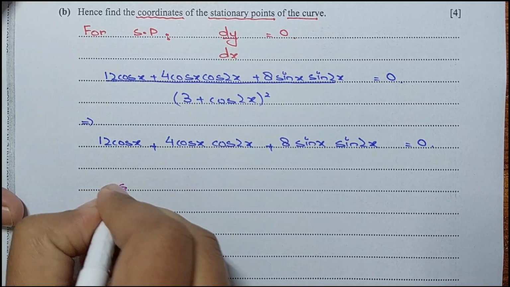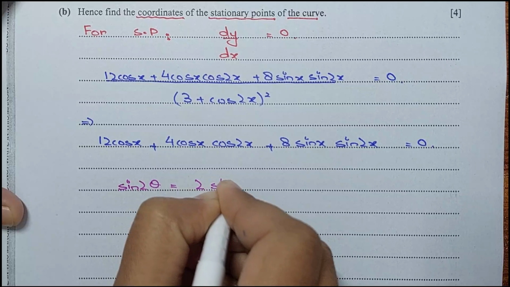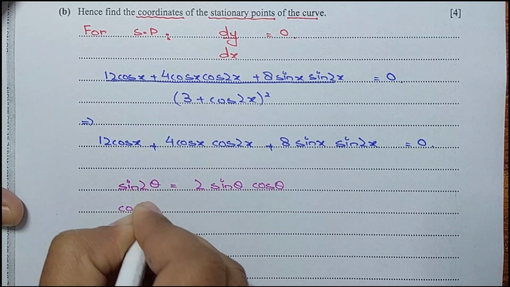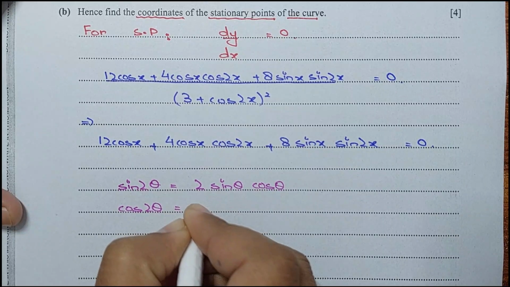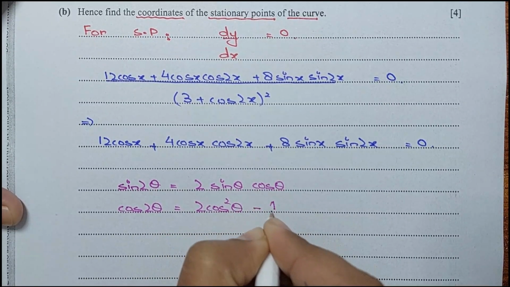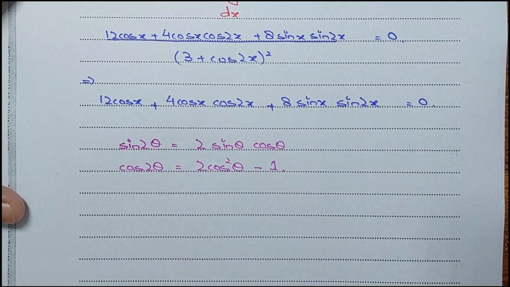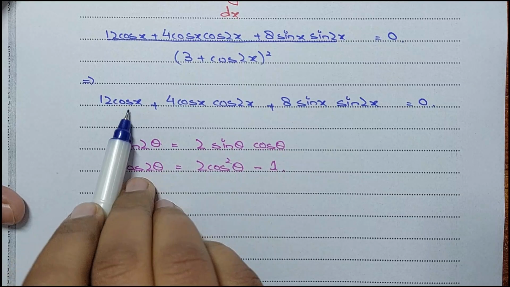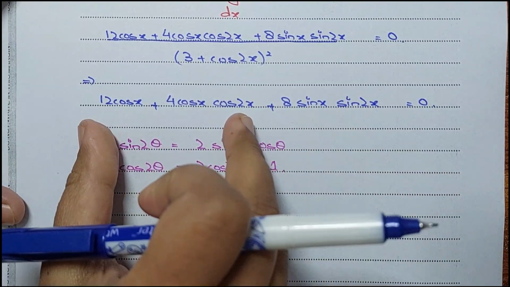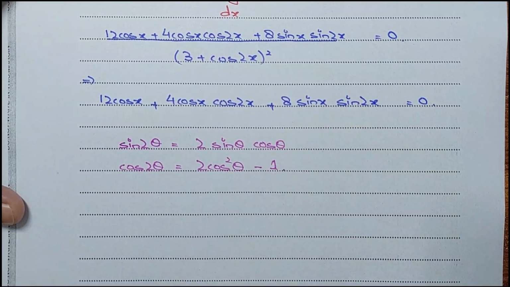If I write this down, sin 2 theta is 2 sin theta cos theta, and cos 2 theta is 2 cos square theta minus 1. There are three identities for the cos double angle. So it is better to convert everything into cos, right? Because this is in cos, cos, cos, sine, and then sine. So the majority are cos, so it is better to convert this expression into cos as well.